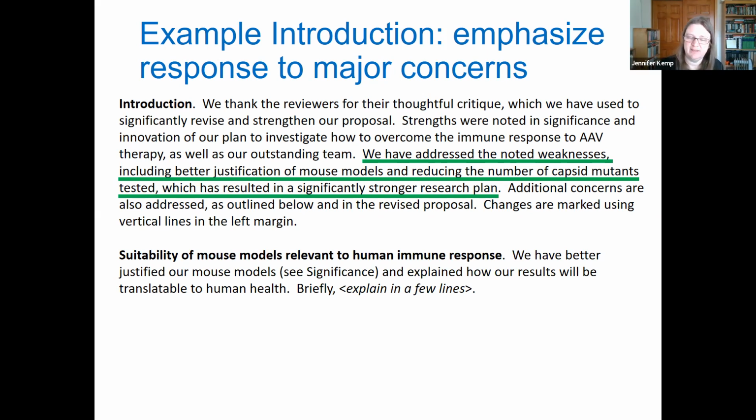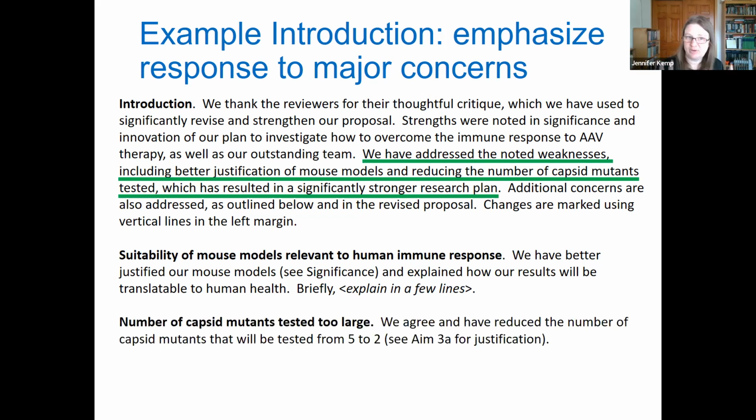And then you can explain that just in a few lines, or depending on how many other criticisms you have to address, maybe you don't even explain that much. Maybe you just refer them to your significance section. And then point 2 would be the concern here in bold, the number of capsid mutants tested is too large. You can say, we agree. That's really responsive language. We agree. And we've reduced the number of capsid mutants that will be tested from 5 to 2, for example, and see Aim 3A for justification. So you show them exactly where to look.